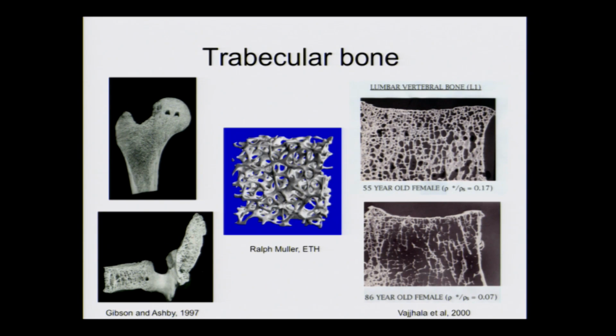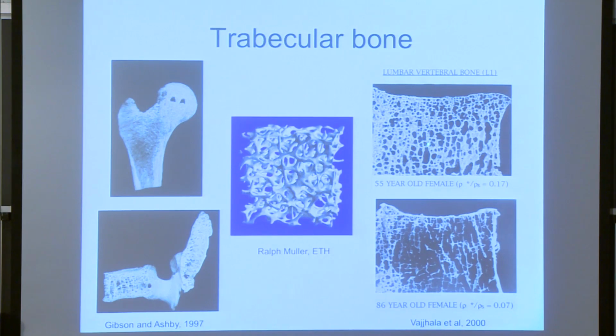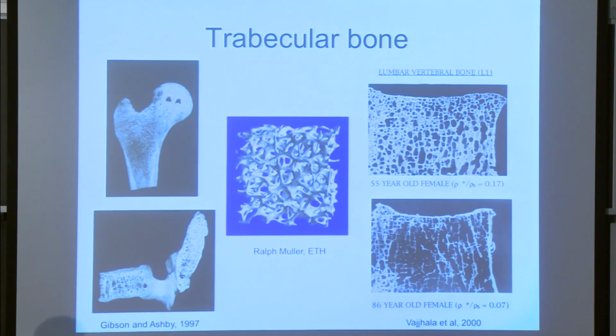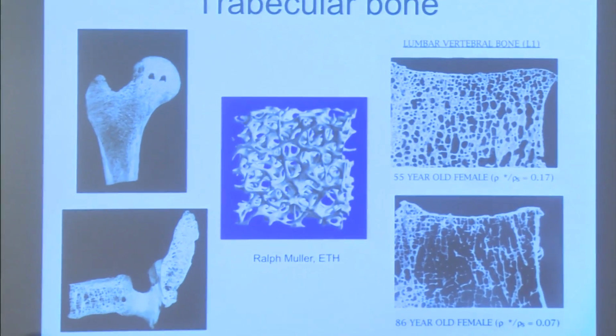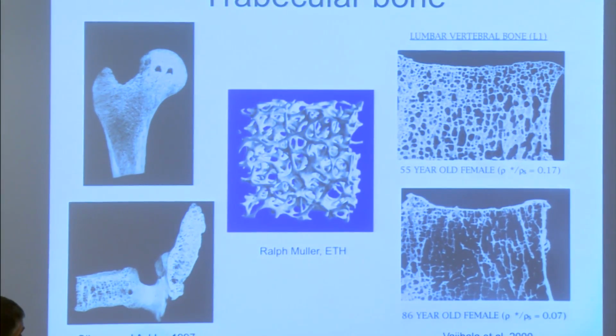And then this is what happens when people get osteoporosis. This is vertebral bone, and that's vertebral bone in a 55-year-old woman. It has a relative density, which is the same as the volume fraction of solids. So this thing here is the density of the bone divided by the density of the solid. That's the same as the volume fraction of solids of about 17%. And you can see this is a much older woman, 86. And the relative density, or the volume fraction of solids, is about 7%. So that person's lost over half the bone in their vertebrae.